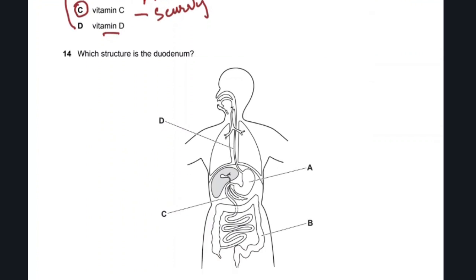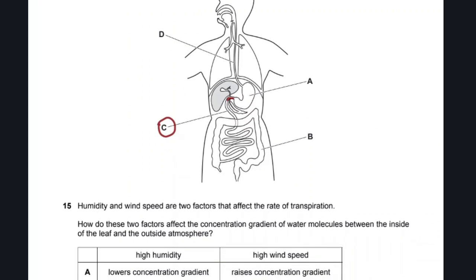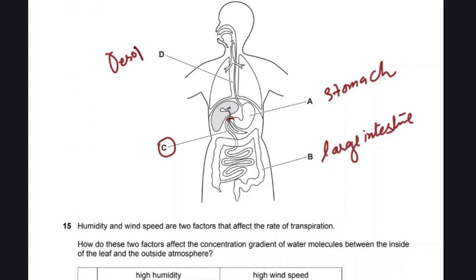Which structure is the duodenum? Duodenum is the starting part of the small intestine, and the small intestine starts at the end of the stomach, and this part is C. So let's label the other parts. What is A? It's the stomach. And what is B? It's the large intestine. And what is D? It's the esophagus.